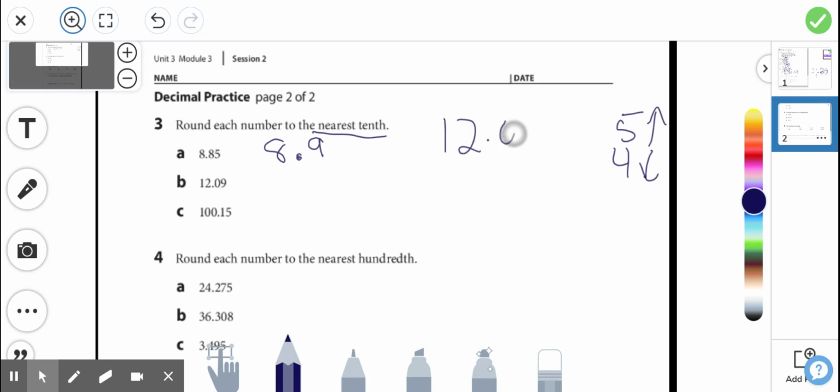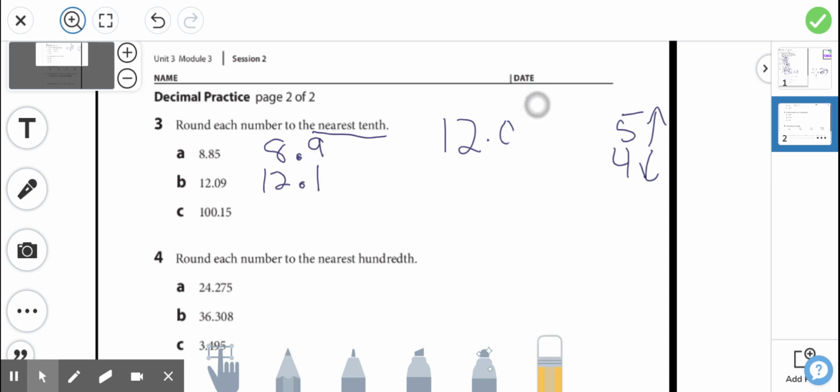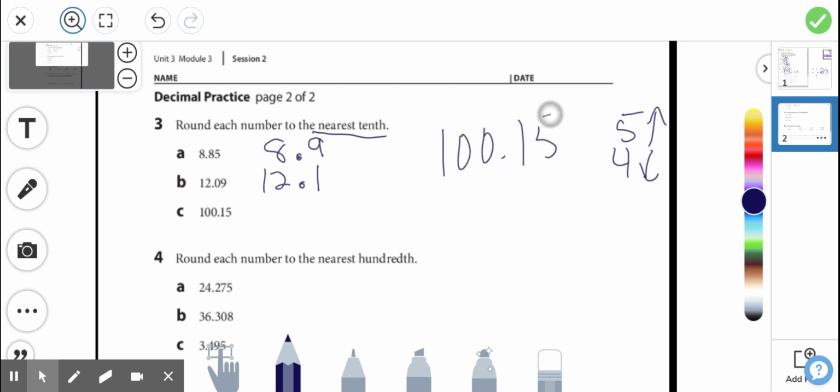We have 12.09. We're rounding to our tenths place here. This is my helper number. So that tells me I have 12 point, this 9 is 5 or greater. We round this 0 up to a 1. Next one, we have 100.15. We need to round to the tenths place. This is my helper number. 5 or greater, we round this 1 to a 2.